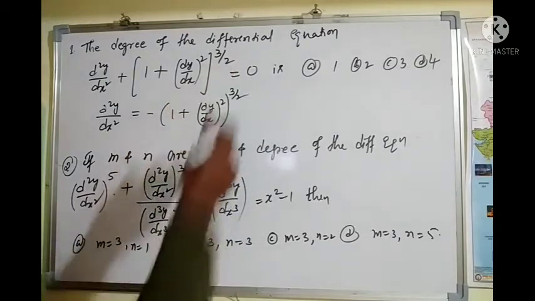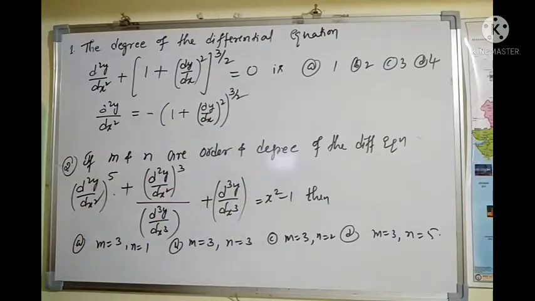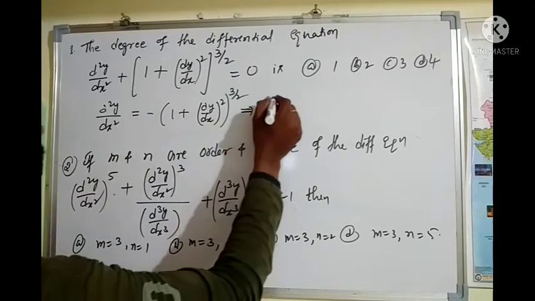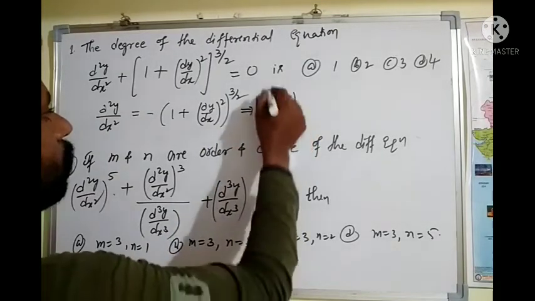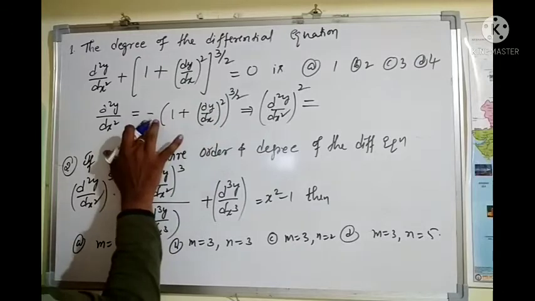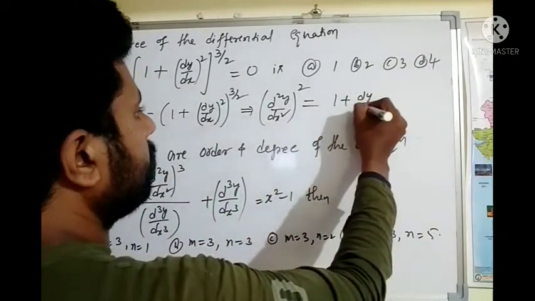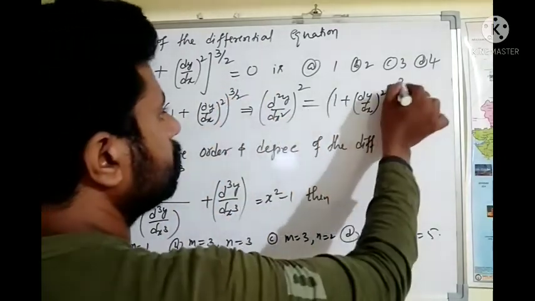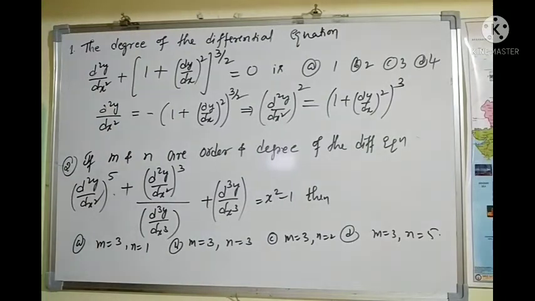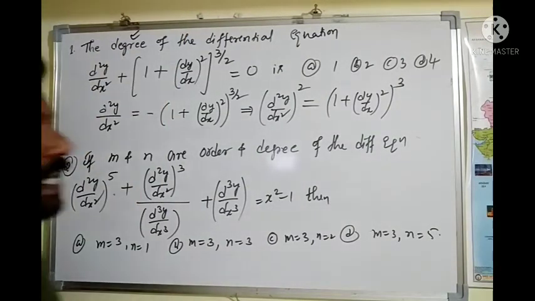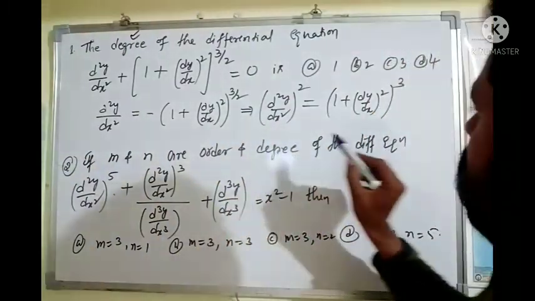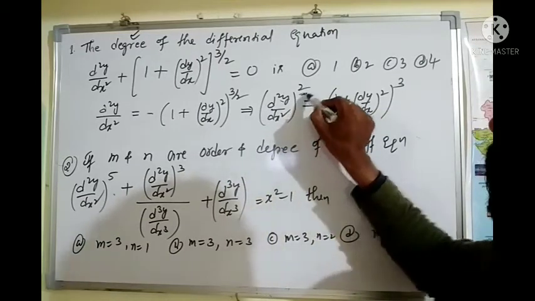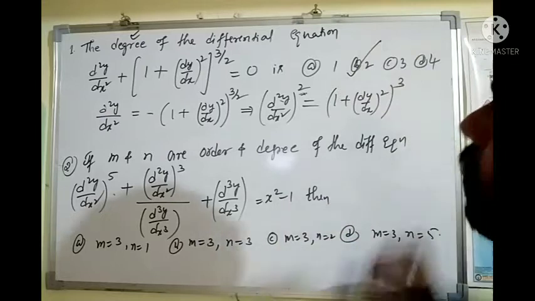See now here 3 divided by 2. Now squaring on both sides, both the left hand side and the right hand side, this implies (d square y by dx square) whole square is equal to the square of this term. Minus becomes plus, (1 plus dy by dx whole square) to the power 3 by 2, the square and root cancel, to the power 3. Now we have to find the degree of the differential equation. The highest derivative is the second order derivative. The power of that term is 2, that is the degree of the differential equation. Here option B is correct.